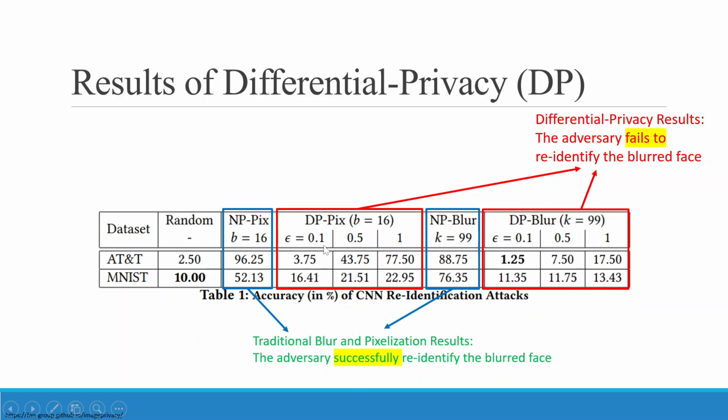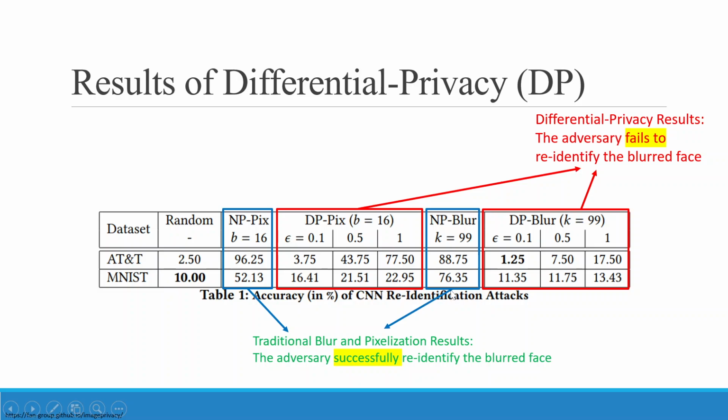It means the differential privacy theory can truly protect the privacy against the machine learning based system. So you can see the accuracy will become very low because of the protection of the differential privacy. And this is for the pixelization method.